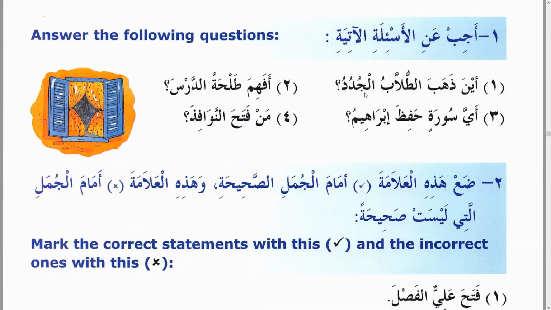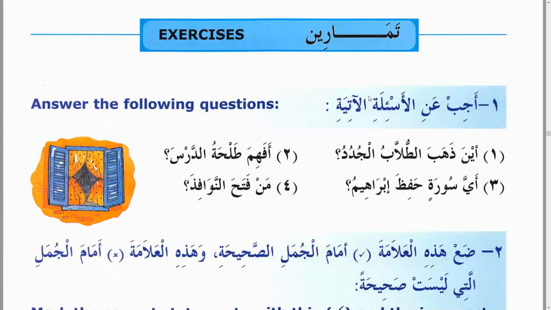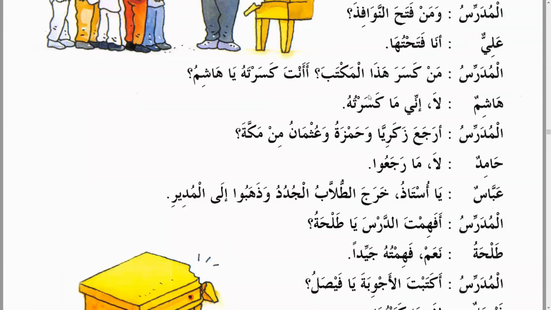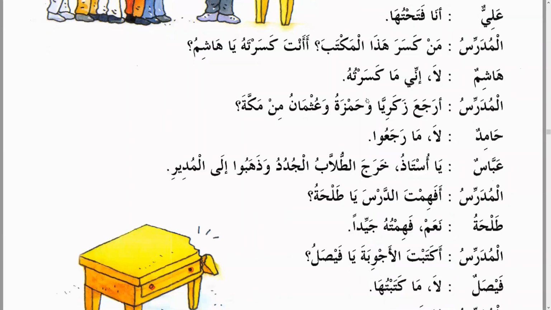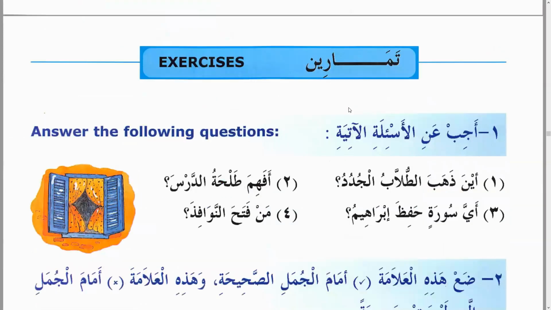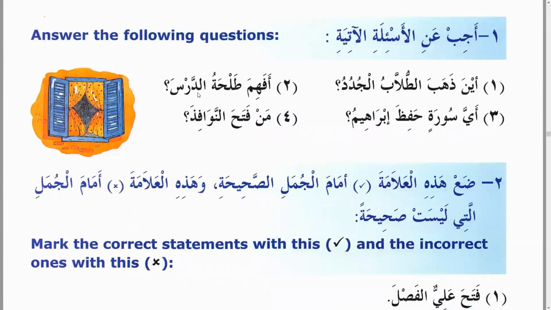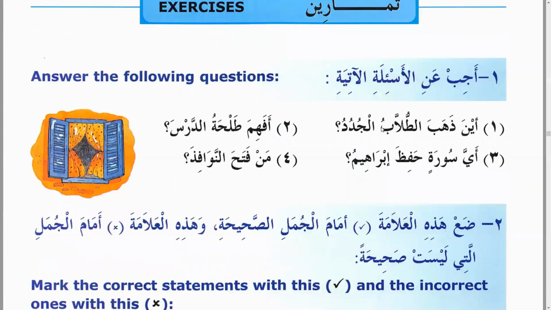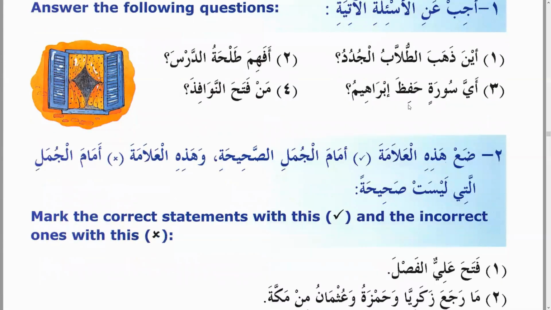Aina dhahabat tullab al-judud? Where did the new students go? They went to the principal: dhahabu ila al-mudir. Afahima Talhatu al-darsa? Did Talha understand the lesson? La, ma fahima Talha. No, Talha did not understand. Ayya suratin hafidha Ibrahim? Which surah did Ibrahim memorize? Hafidha Surat al-Fajr. He memorized Surat al-Fajr as well as Surat al-Teen.